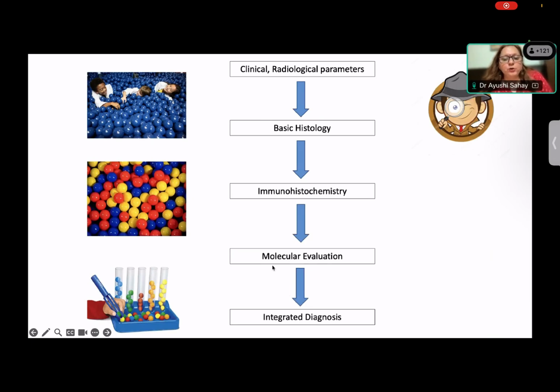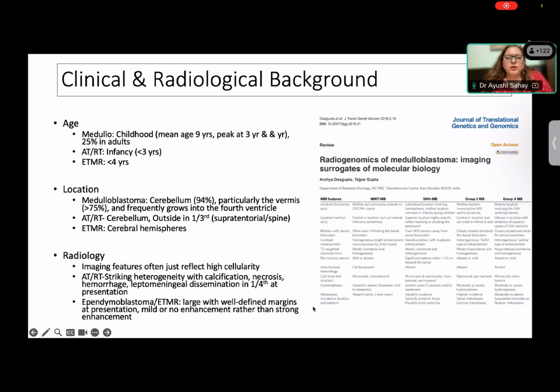If you're able to get it done from a central reference lab, then yes, you are able to dissect out all these various types of tumors from each other, and then you can give an integrated diagnosis. So just a bit of the clinical and radiological background.